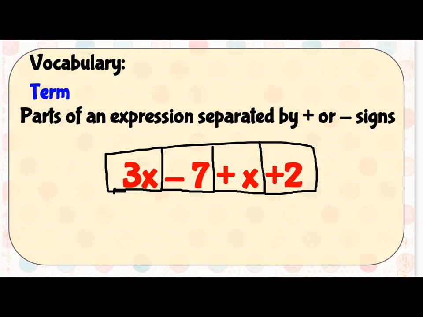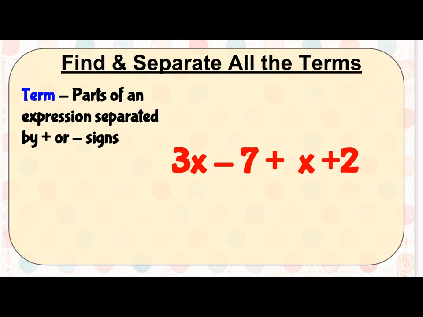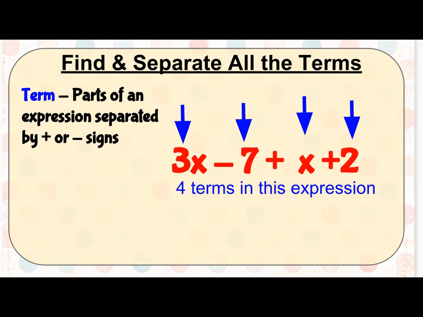So what we really have here is 4 terms. We have a 3x, we have a, now this is why we use boxes, because otherwise we miss this, a -7, we have a positive x, and we have a positive 2. So we have 3x, a -7, an x, and a positive 2. Okay, so here's the definition for terms. It's just part of an expression separated by positive or negative signs, and we said we had 4 terms after we boxed them out.